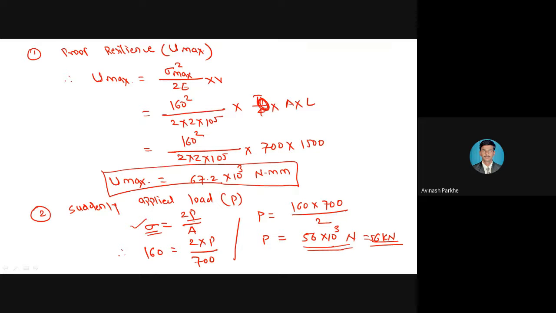We had used the formula sigma is equal to P upon A, but P upon A is not applicable here. Yes, 56 into 10 raised to 3. Now it is correct.